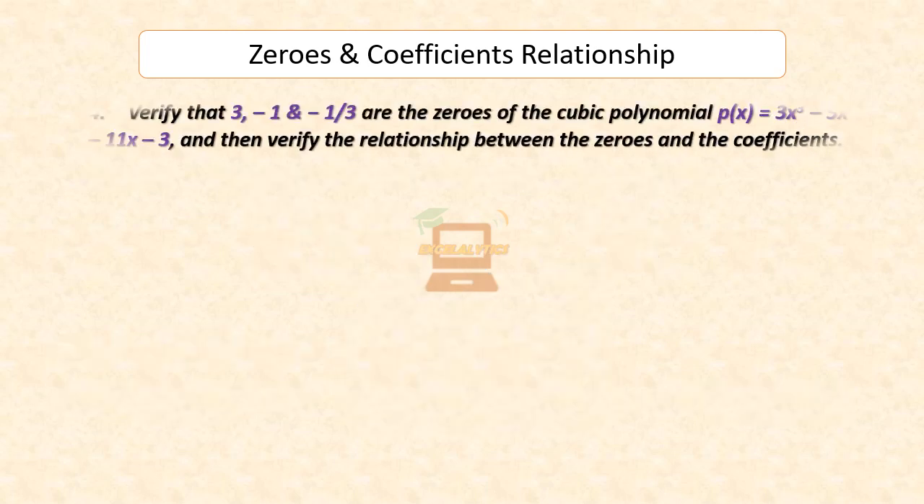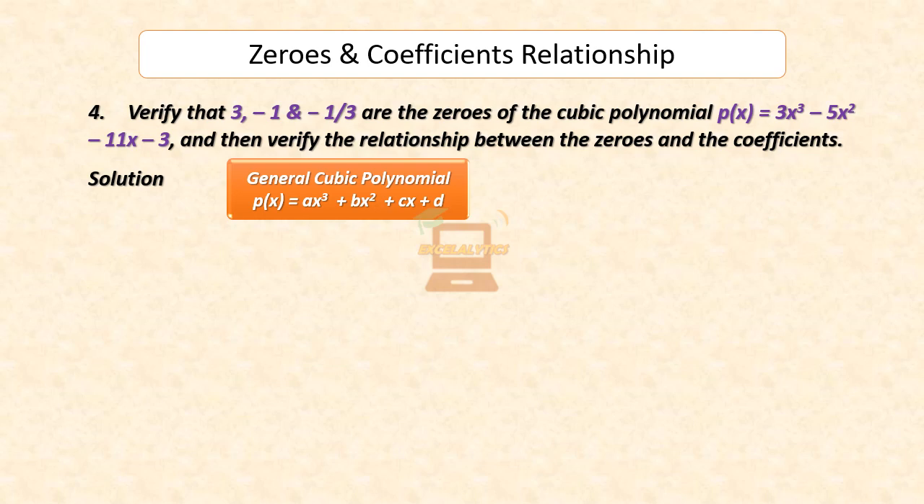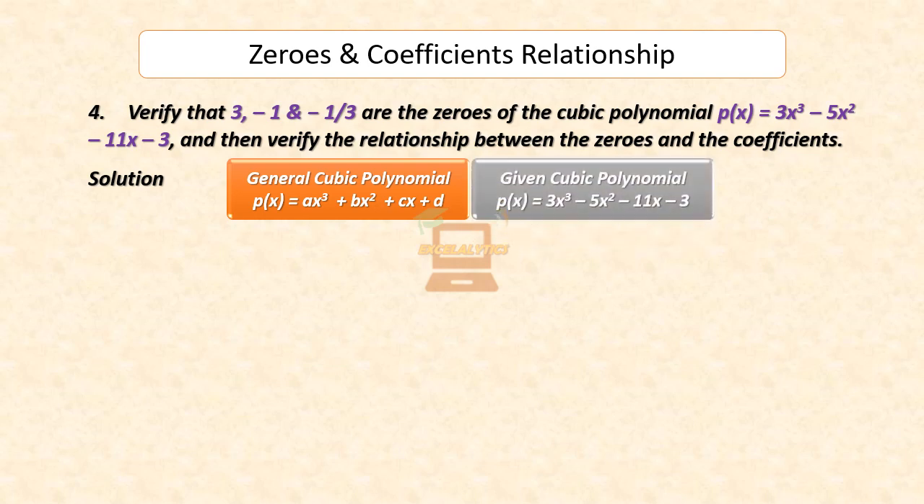Verify that 3, minus 1, and minus 1 by 3 are the zeros of the cubic polynomial p of x equals 3 times x cubed minus 5 times x squared minus 11 times x minus 3, and then verify the relationship between the zeros and the coefficients. The general form of a cubic polynomial is a times x cubed plus b times x squared plus c times x plus d. So, comparing the coefficients with 3 times x cubed minus 5 times x squared minus 11 times x minus 3, we have a equals 3, b equals minus 5, c equals minus 11 and d equals minus 3.